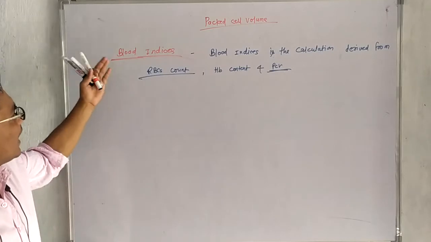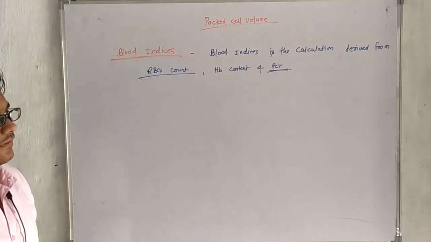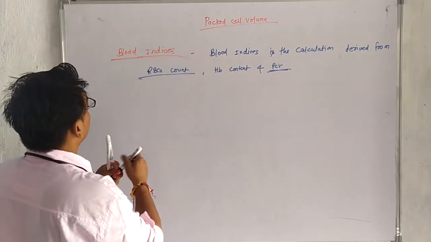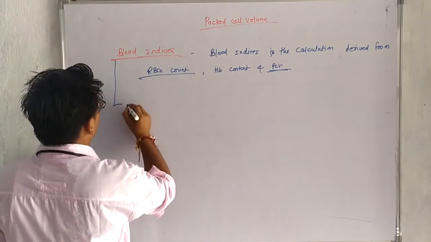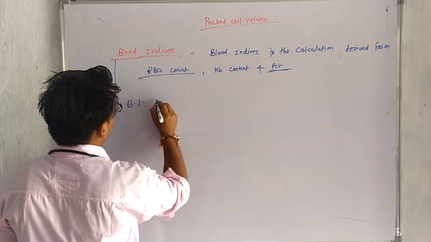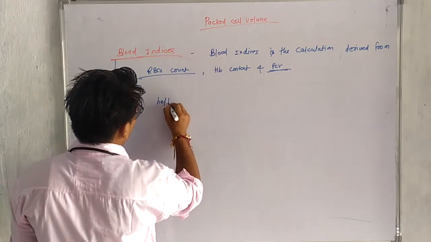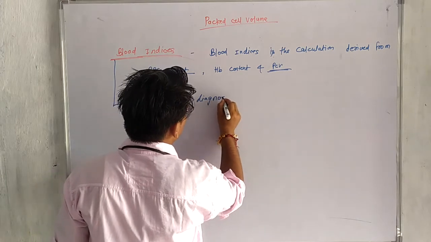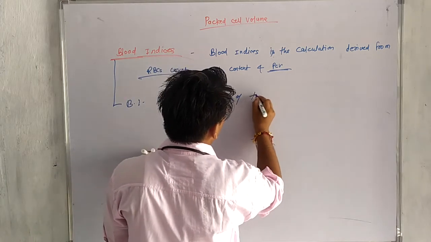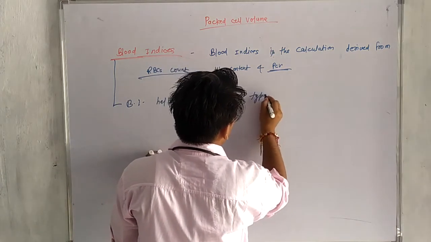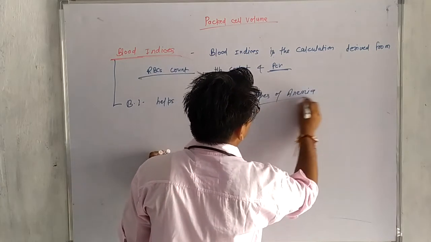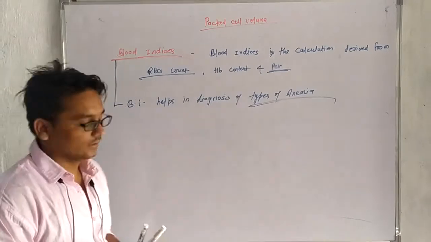Blood indices help in diagnosis of types of anemia.